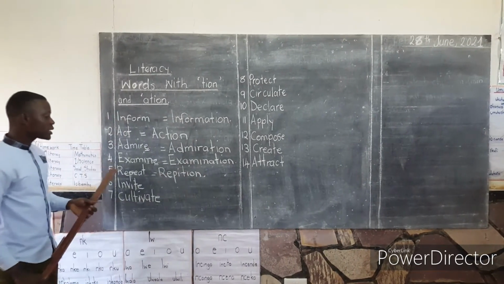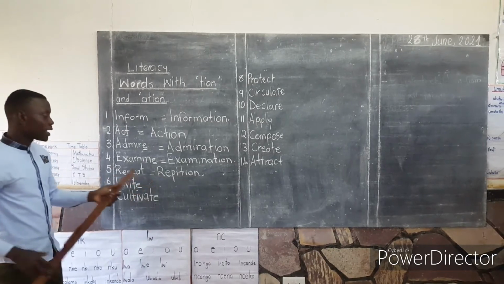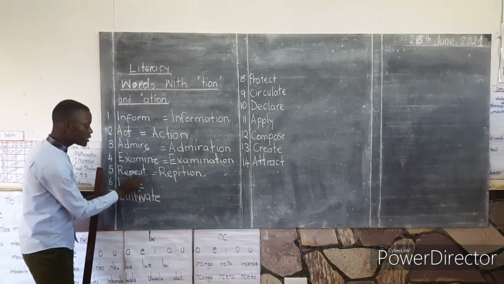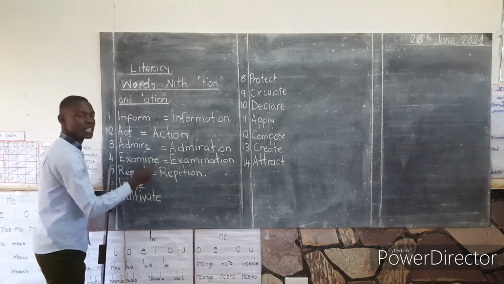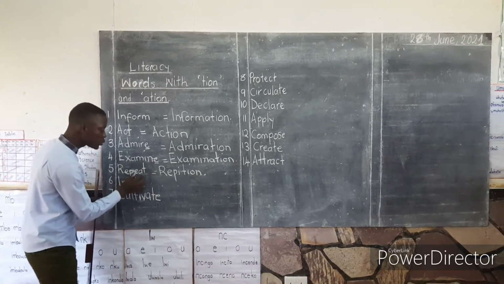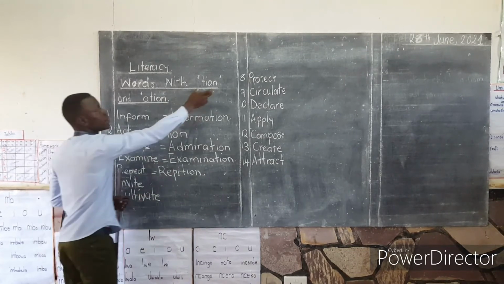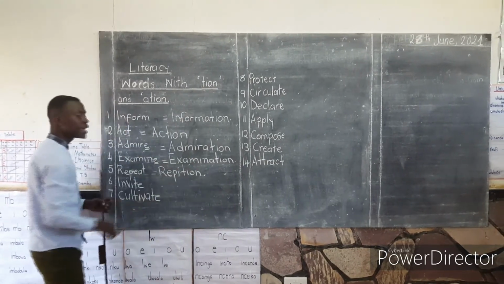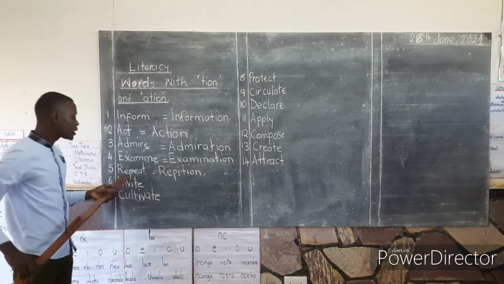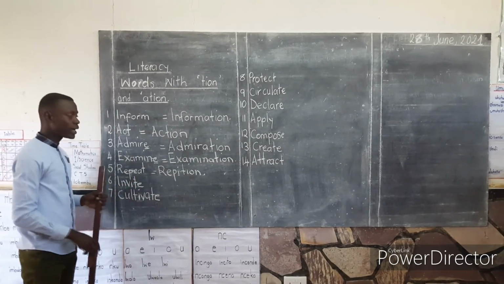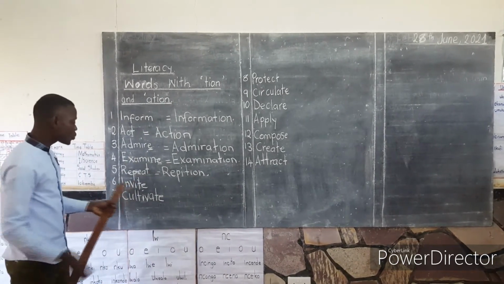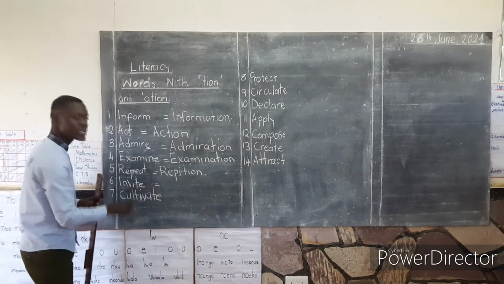Alright, so you can see that something has changed here. Repeat, the E-T will be changed. We'll remove these two letters and write I. Then this ending, T-I-O-N, and this word becomes repetition. Okay? Repetition. So we go to the sixth one, which is invite.